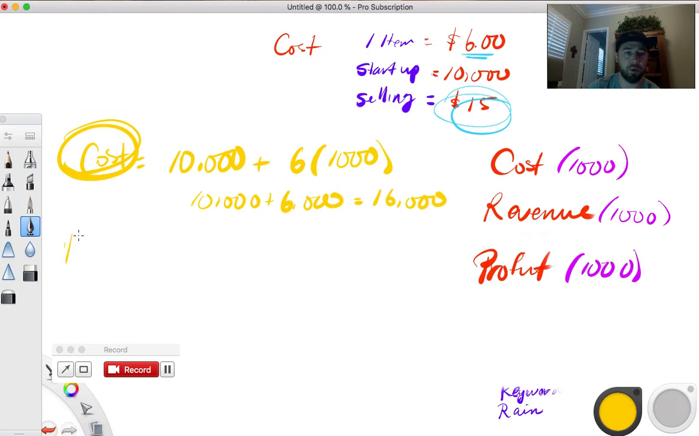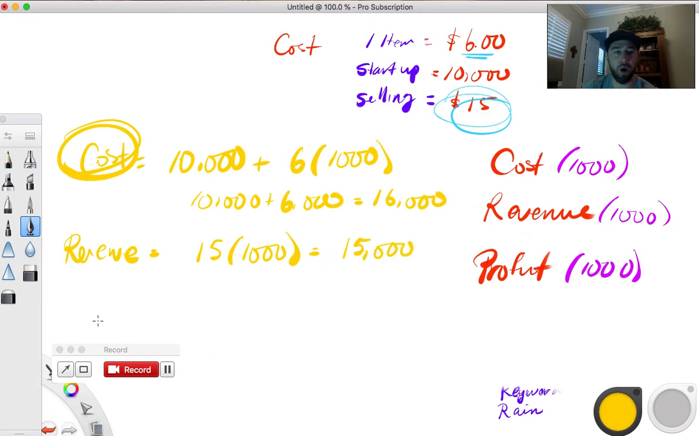Well, revenue. How much are we going to bring in? How much money are we going to bring in from selling 1,000 items? Well, we're selling them for 15 bucks a pop, and we're selling 1,000 of them. Guess what? That's $15,000. Boom. Now we're starting to bring in some dough.